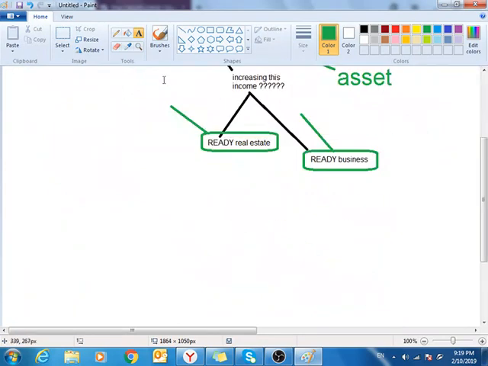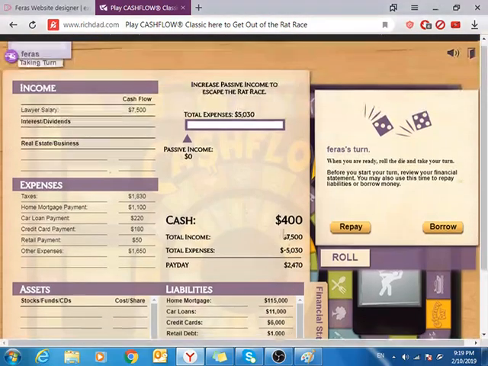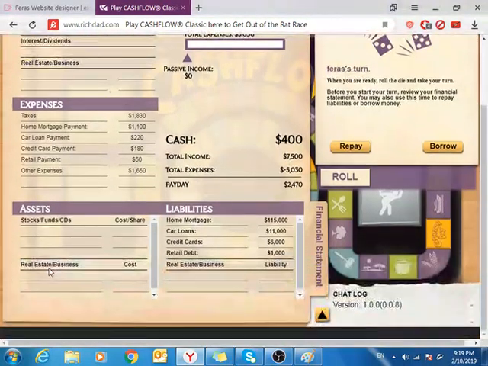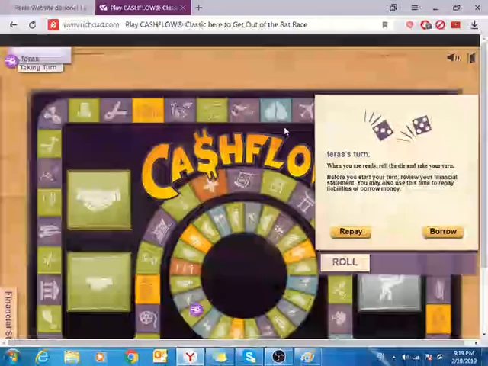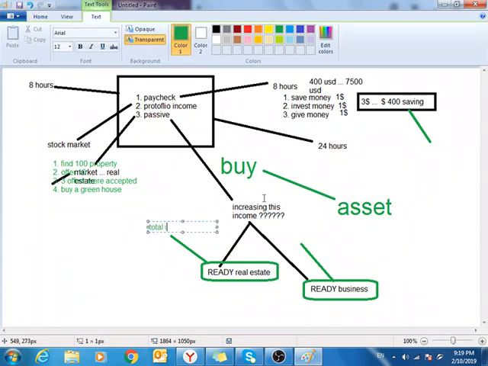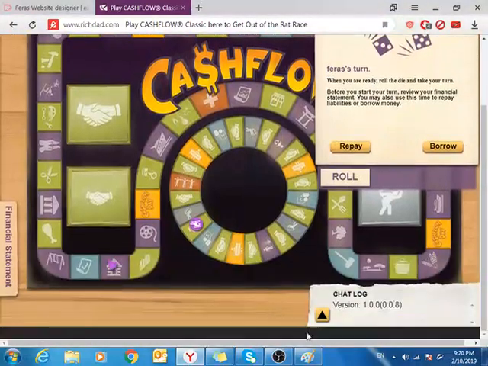Interesting. Okay, so the idea is I'm going to find some ready real estate to increase this passive income. I will continue saving. I can do some charity, and investing is in ready real estate. Let's play it. Let me get the sound here. What I'm looking for is total income minus total expenses equals positive. Now with the simulation it will be clearer.